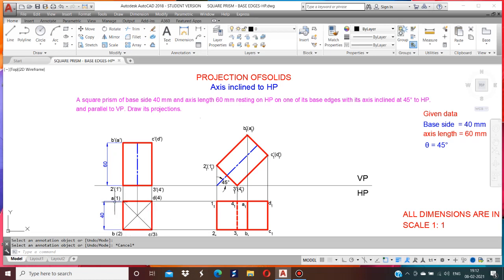Mark as a1, b2, c3, d4. Here B is visible, A is invisible, therefore it is b dash of a dash. Here C is visible, D is invisible, therefore it is c dash of d dash. Here 2 is visible, 1 is invisible, therefore 2 dash of 1 dash. Here 3 is visible, 4 is invisible, therefore 3 dash of 4 dash. So mark these points.